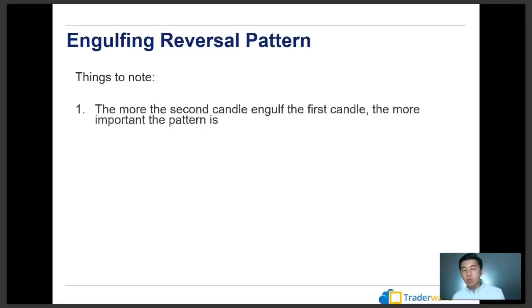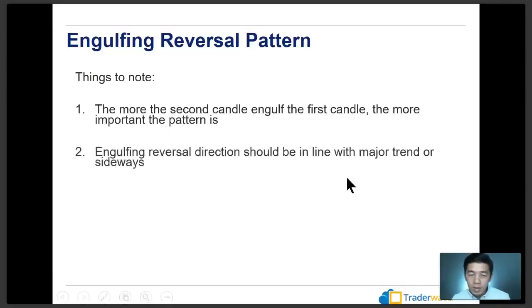So a few things to note for the engulfing reversal pattern: the more the second candle engulfs the first candle, the more significant the pattern is. If you have a first candle with a very small body, and then a second candle with a very big body that engulfs a big part of the first candle, then that pattern is very significant. You need to take note and look at whether you want to trade that particular reversal pattern or not.